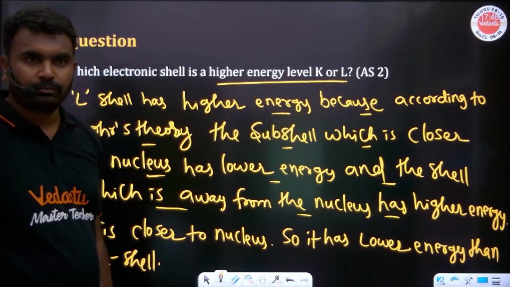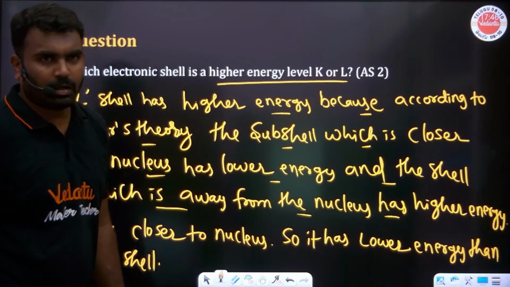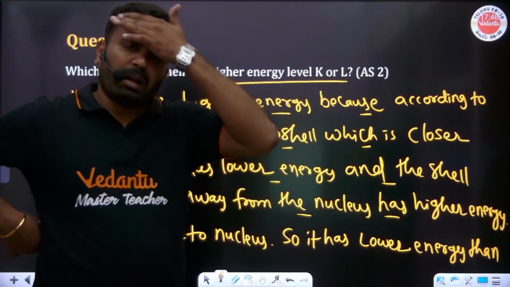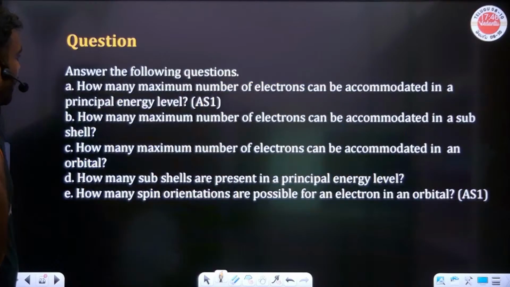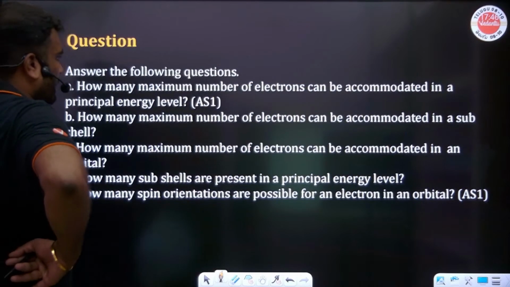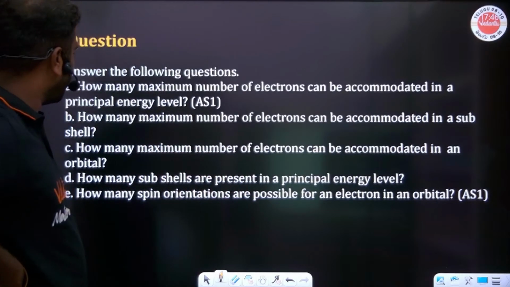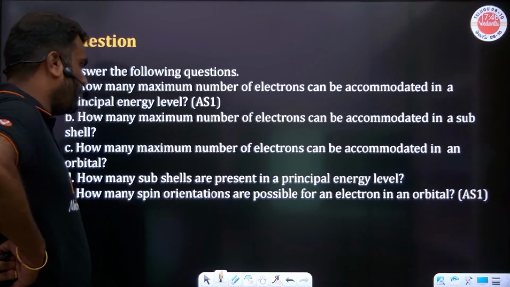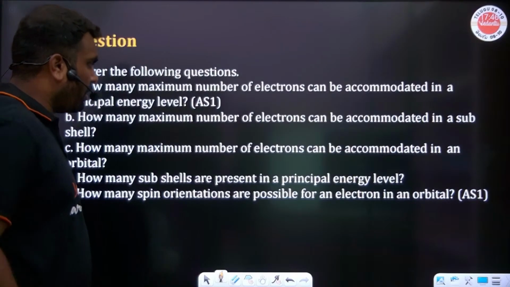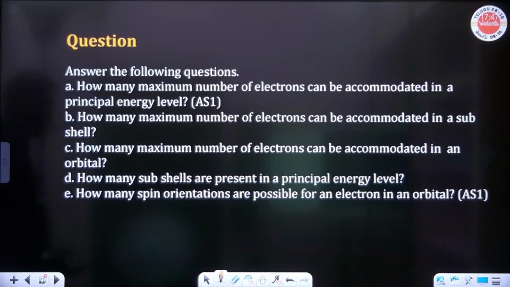Clear? Okay, Lakshmi Priya. So next question, look here: answer the following questions. How many maximum number of electrons can be accommodated in a principal energy level, how many maximum number of electrons can be accommodated in a subshell, how many maximum number of electrons can be accommodated in an orbital, how many subshells are present in a principal energy level, and how many spin orientations are possible for an electron in an orbital.